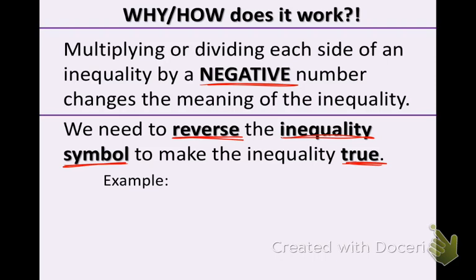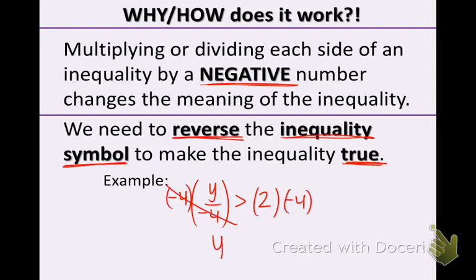So an example of this would be y over negative 4 is greater than 2. And what we're going to do to get rid of that negative 4 on the bottom, we're going to multiply both sides by negative 4. And when you do that, these go away, y, the symbol has to switch, and you'll get a negative 8. So that's how it works.